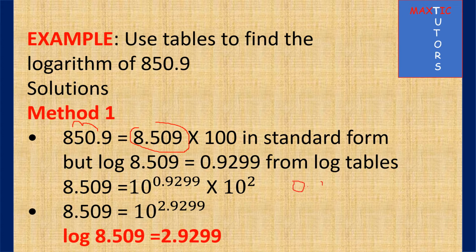So if you add 0.9299 plus 2, 2 is the same thing as 2.0. So when you add this together, you're going to have 2.9299. So the log of 850.9 will now give you what? 2.9299.